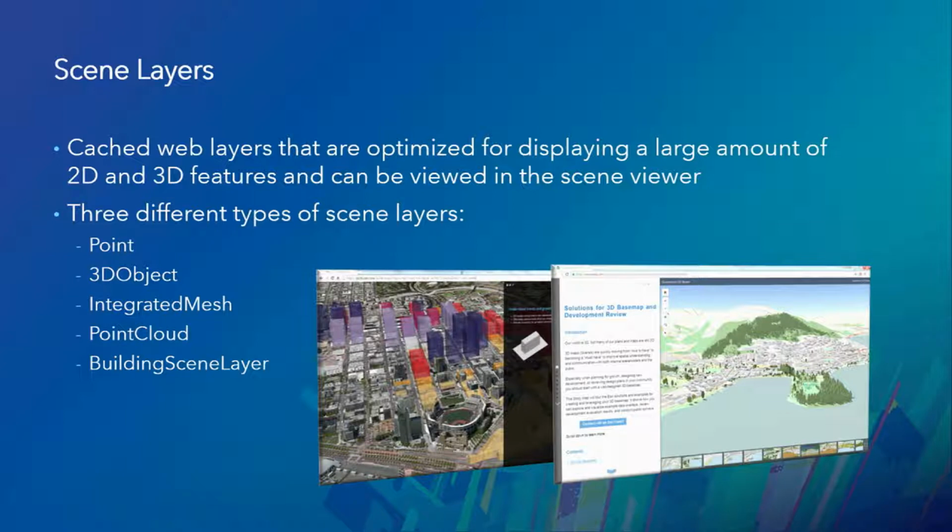And we have a swath of different scene layers. If you're familiar with 3D, up to the December release of ArcGIS Online in 2018, we had four main scene layers. There was point, that are great for showing millions of point features within a scene.